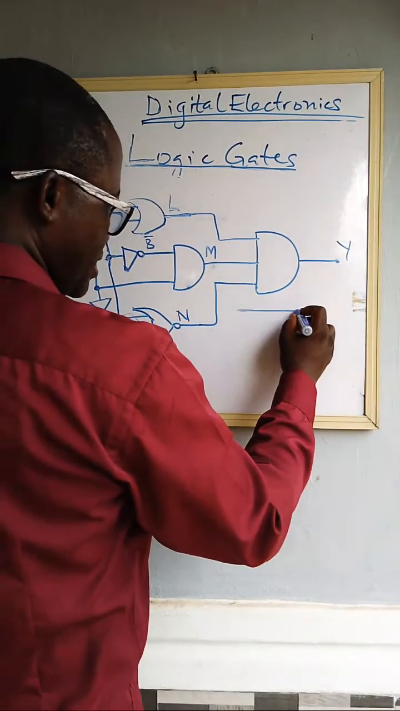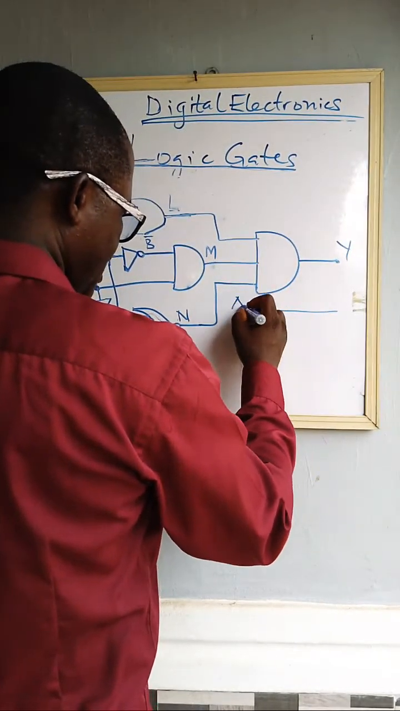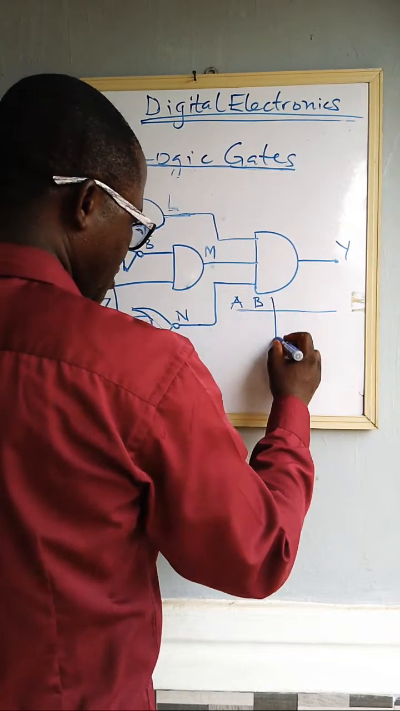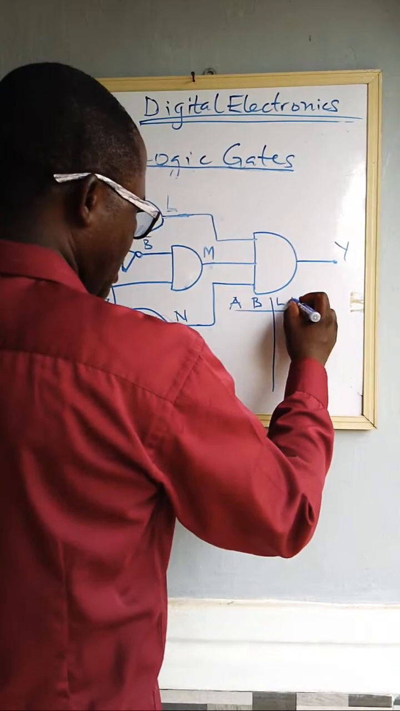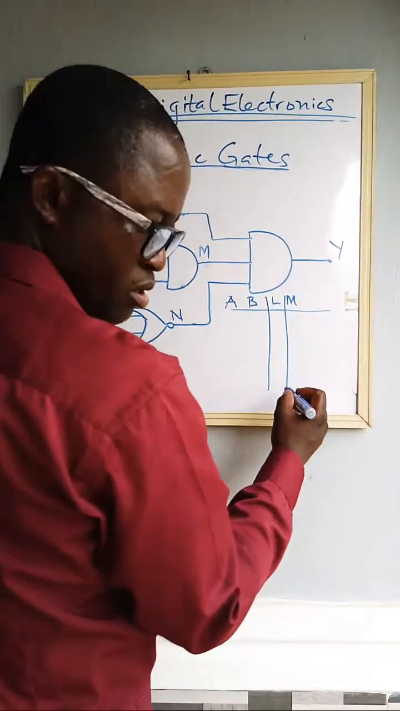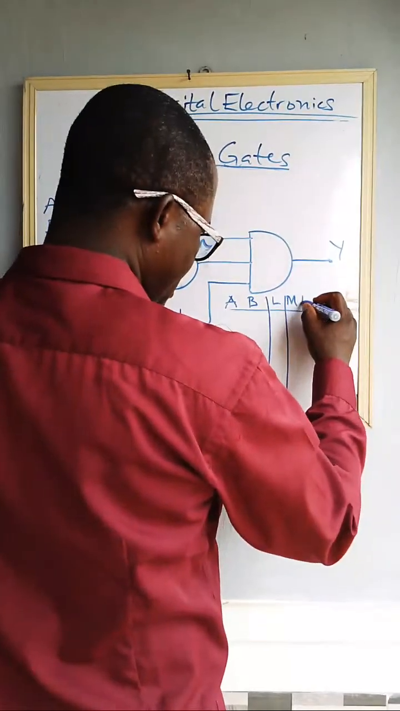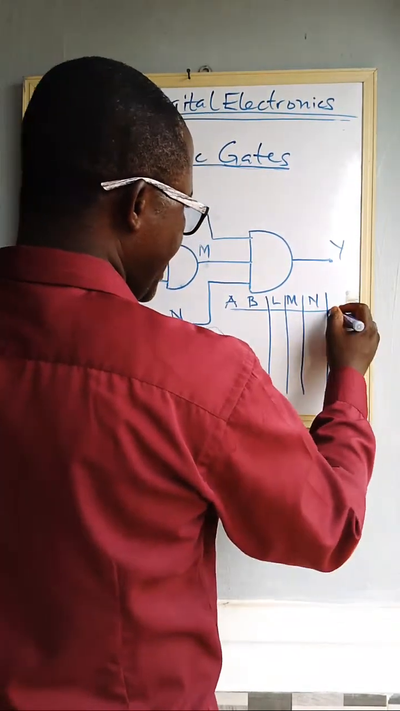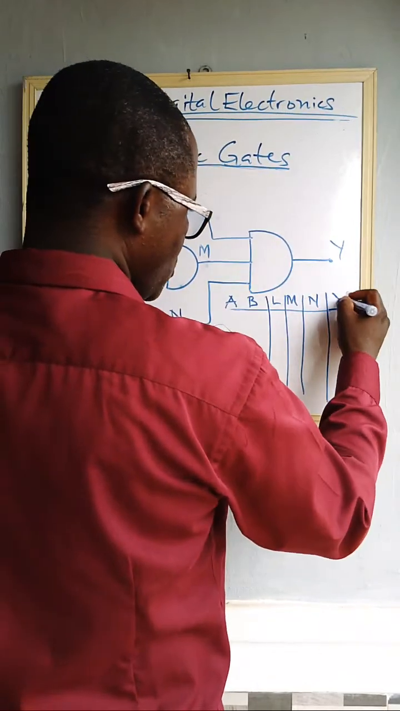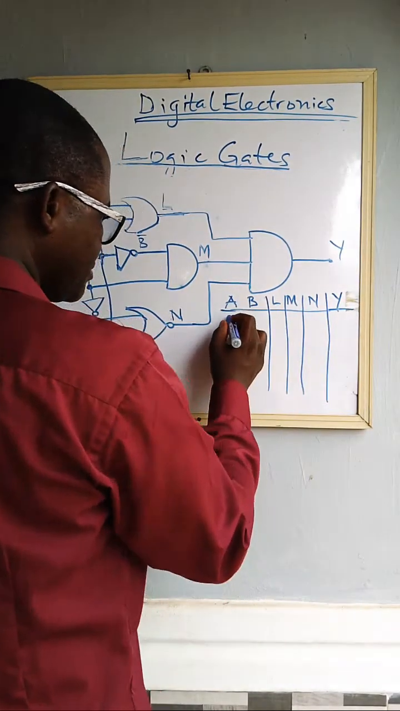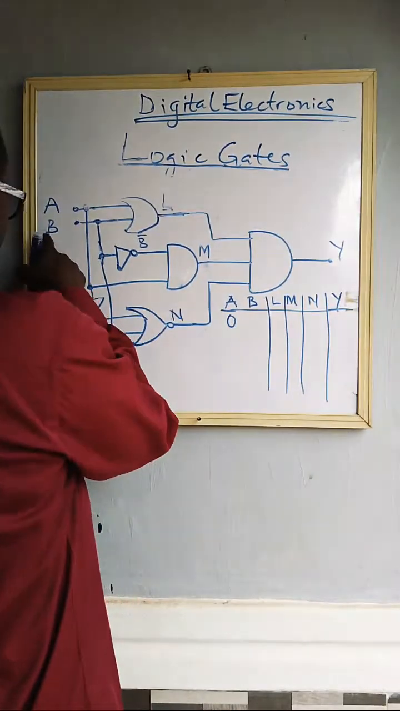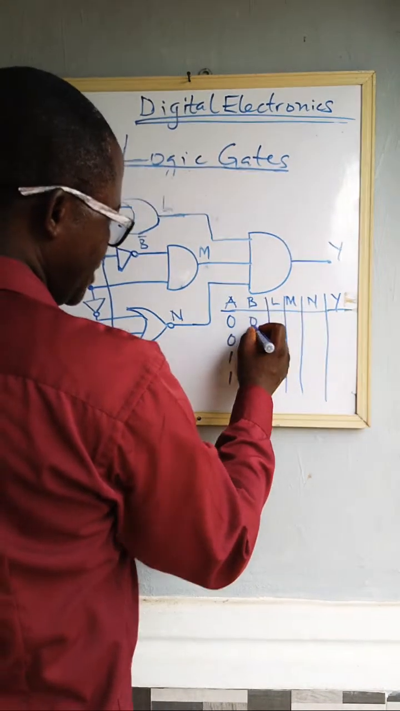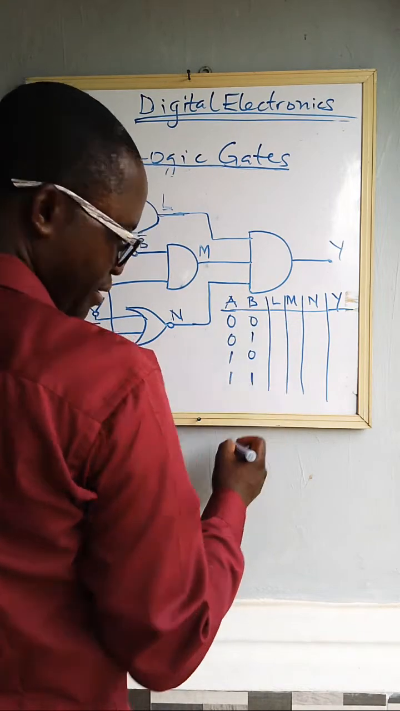Let's look at the truth table. We use this small space for L, M, and N before we get the final output, which is Y. There are only 2 inputs, A and B, 0, 0, 1, 1. 0, 1, 0, 1. Okay.